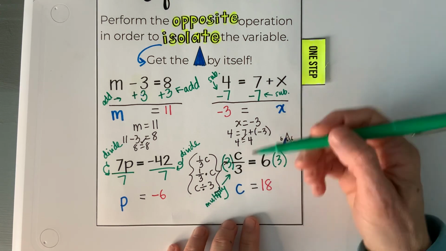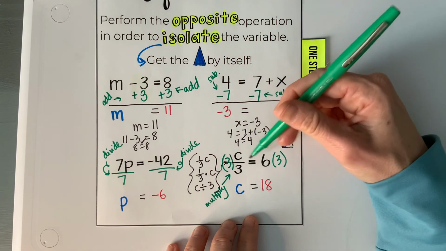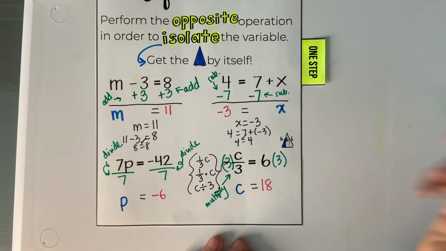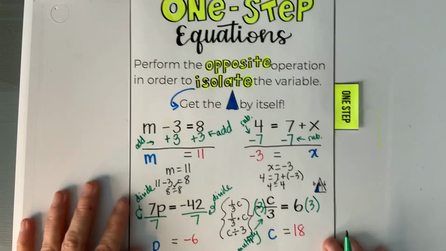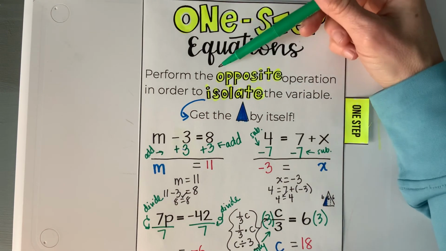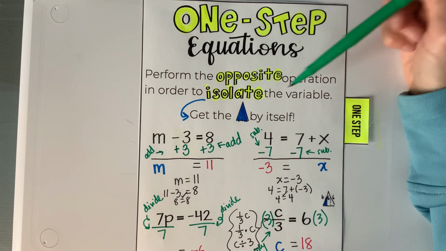So we know that the entire pawn or the variable is 18, and we're going to take that and substitute it back in. 18 divided by 3 is 6. 6 equals 6. True statement. Check. So we know that we've done that one correctly. Okay, so the big takeaway of this is you always perform the opposite operation in order to isolate the variable.